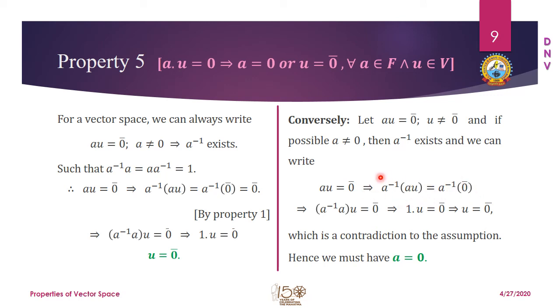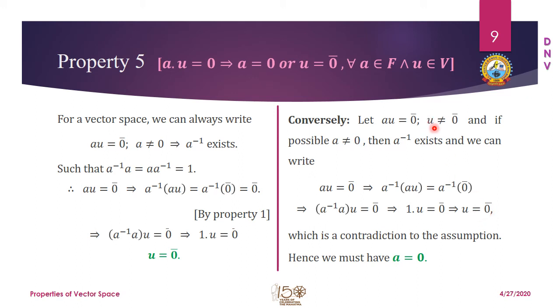So if I again use the associative property which a vector space must satisfy, I can write A inverse AU equal to 0 bar, and this gives me U equal to 0, but it is the contradiction of the assumption we have stated earlier in the beginning of the proof. So here, what does it mean exactly? We have considered that A is not equal to 0. So by taking A not equal to 0, we have come to the conclusion that U is equal to 0.